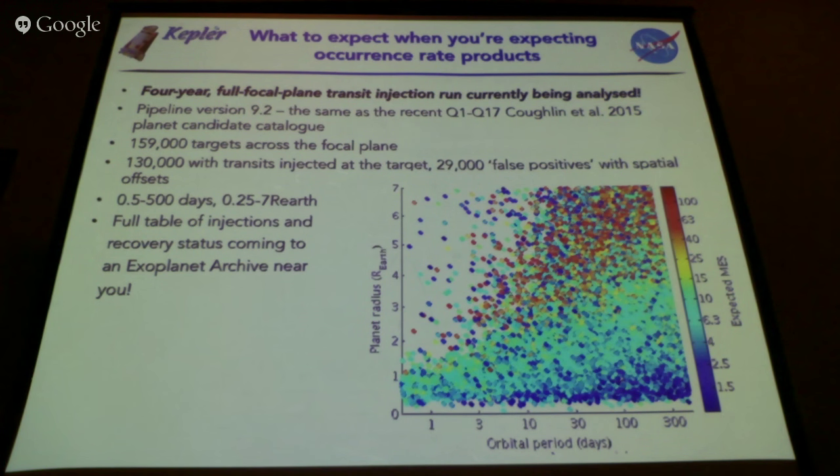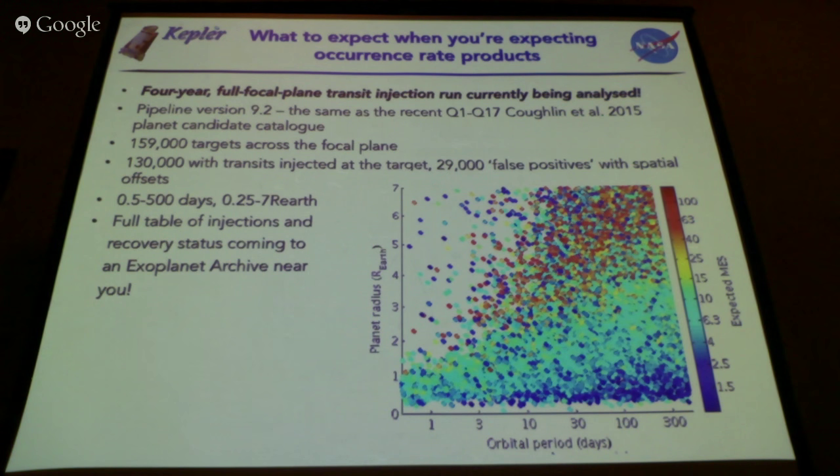130 we injected on the source of the target. So we said, this is a bona fide planet, we're going to put it there and see if we find it. And then nearly 30,000 we injected false positives. So we offset the location of the transit signal that we injected from the source so that we can measure how well we're doing at finding these kinds of false positives. So it puts in binaries or larger patterns along the line of sight.